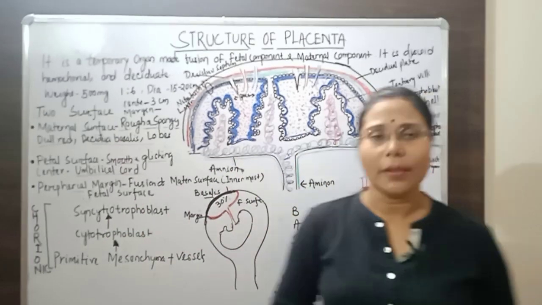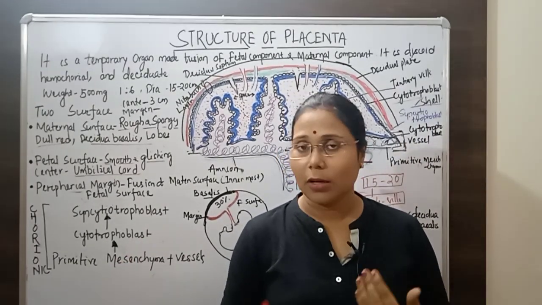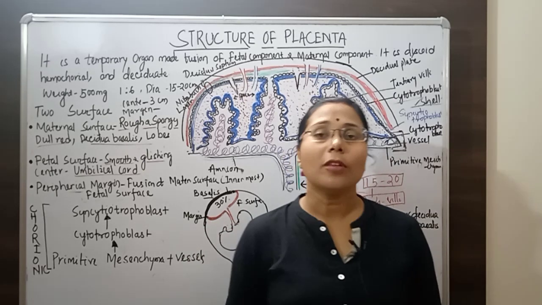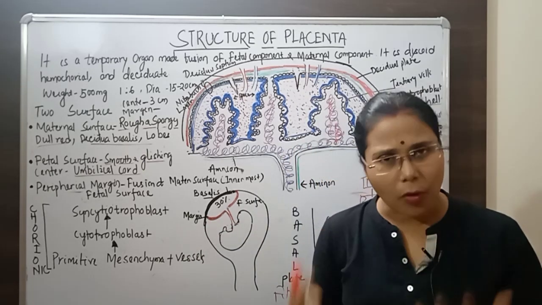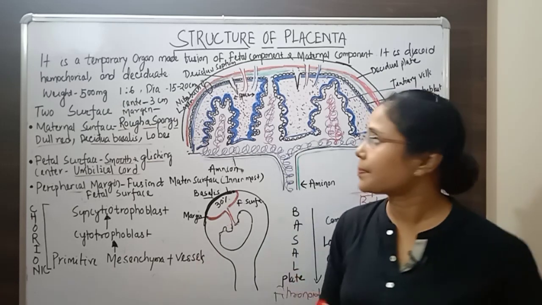So the placenta is a temporary organ. It is made of the maternal component, that is the decidua basalis, and the fetal component, that is the chorion frondosum. At term it is discoid in shape and it is called hemochorial and deciduate.